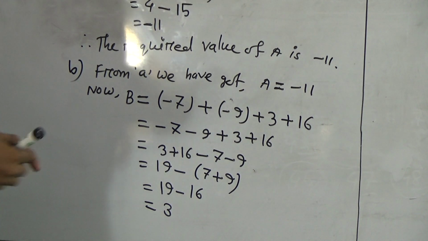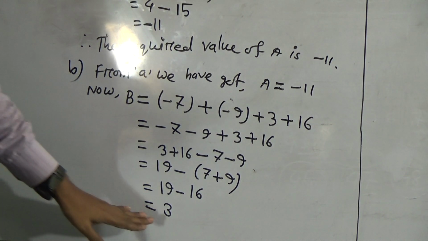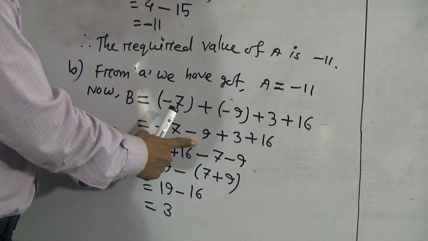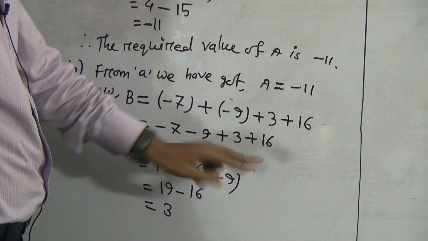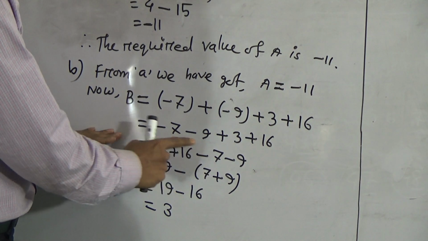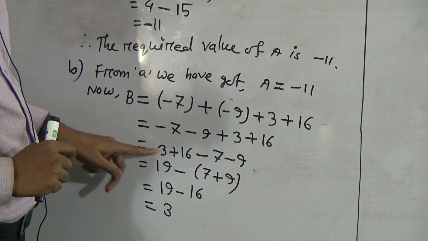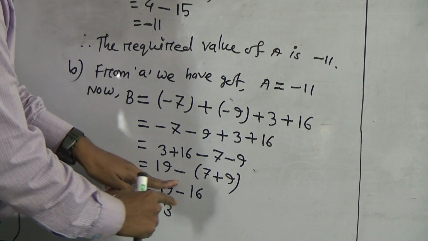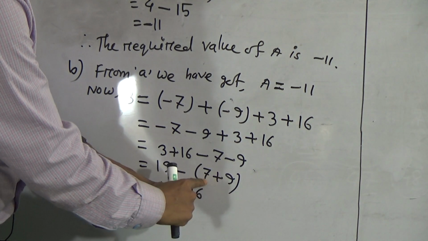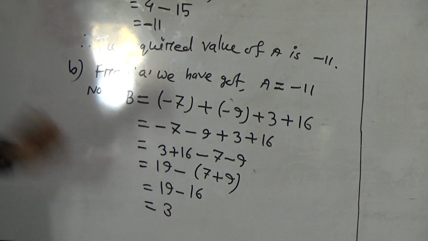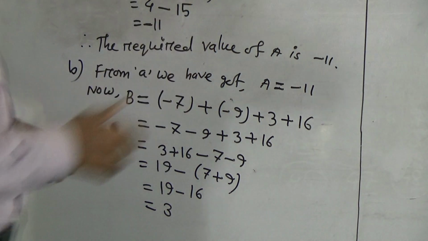Okay, student. Look, we have got B equal to 3. Minus 7 minus 9 plus 3 plus 16. Now 3 and 16 I have arranged. 3 plus 16 equal to 19. Minus 7 minus 9, we have to take minus common, then minus and minus is plus. 7 plus 9 equal to 16. Now subtract 16 from 19. We get 3. Our question is, show that A is less than B.